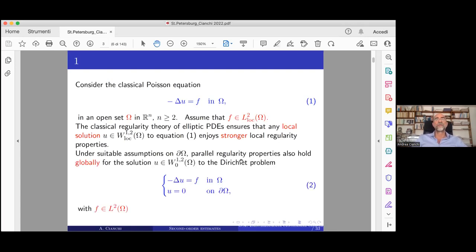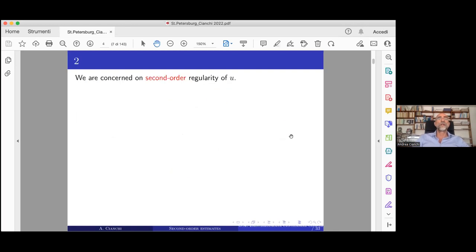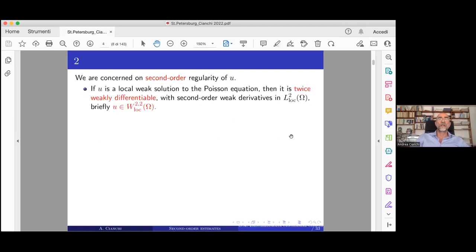But if we have boundary value problems like homogeneous Dirichlet data, and the boundary is also regular enough, then the solution enjoys global regularity properties as well. Now, I'll be dealing with second order regularity of solutions. In the linear case, it's well known that if f is in L2, then solutions are in fact twice weakly differentiable, and the second order derivatives are in L2 as well. So solutions are in W^{2,2}_loc of omega.